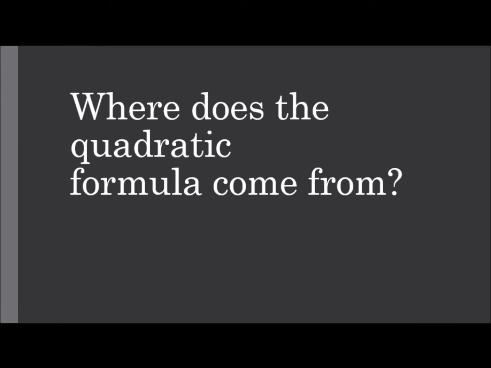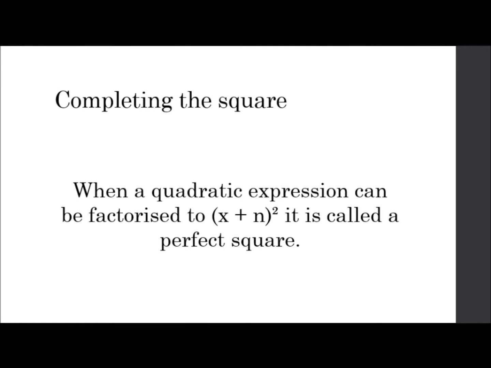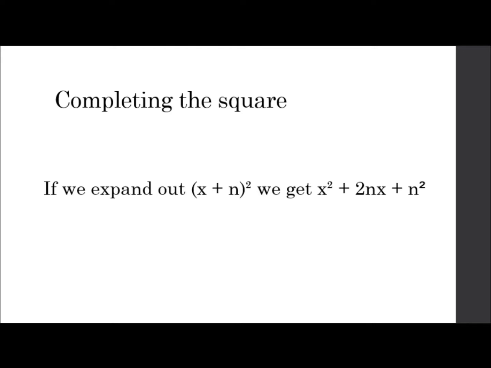Hello and welcome to another GCSE revision video, and in this video we're going to be looking at where we get the quadratic formula from. When a quadratic expression can be factorised into x plus n squared, it is called a perfect square. If we expand out x plus n squared, we get x squared plus 2nx plus n squared.